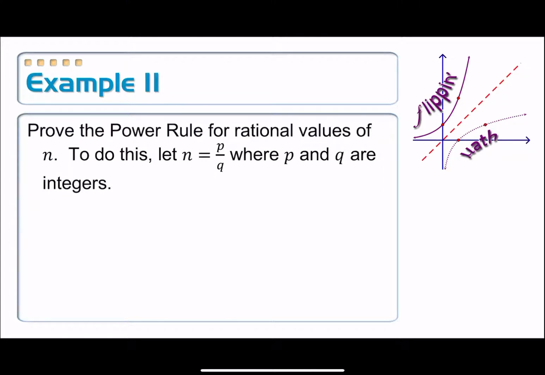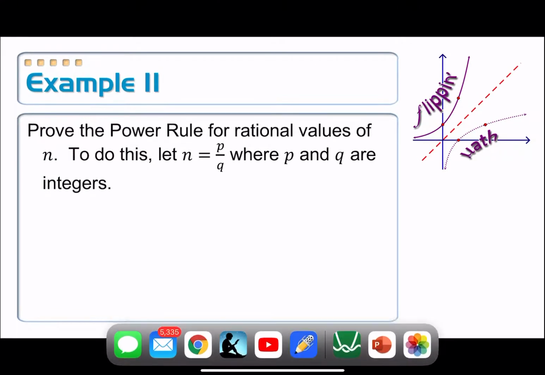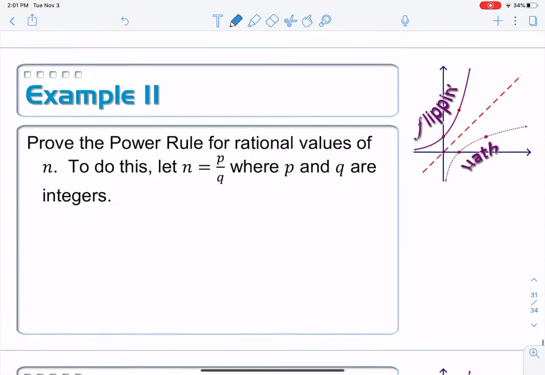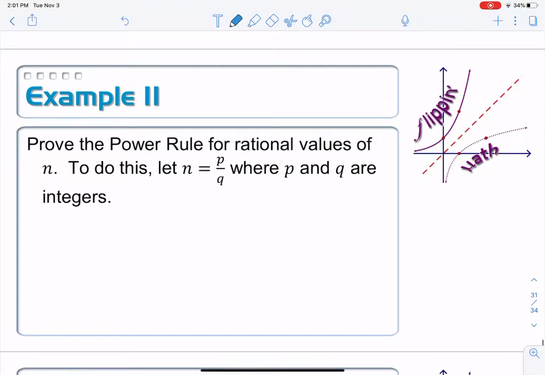It doesn't matter. Anyway, example 11: prove the power rule for rational values of n. To do this, let n equal p over q, where p and q are integers. Let me flesh this out a little bit. The power rule, remember, goes like this: the derivative with respect to x of x to the nth power is equal to n times x to the n minus 1 power, right?